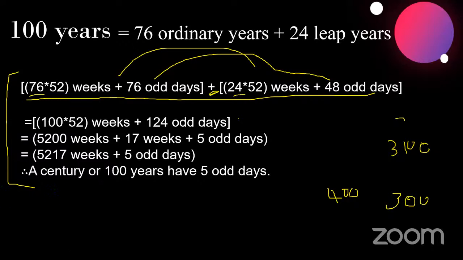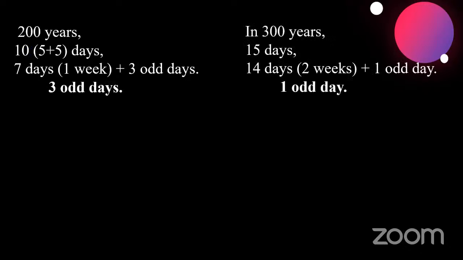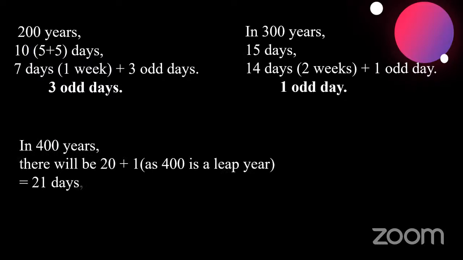Okay. So without these calculations, we can say, okay, in 100 years we have 5 odd days, in 200 years we have 3 odd days, in 300 years we have 1 odd day. So the total odd days will be 20 plus 1, that is a leap year. I can explain how that is calculated, I can say in simple ways. Okay, simple terms.